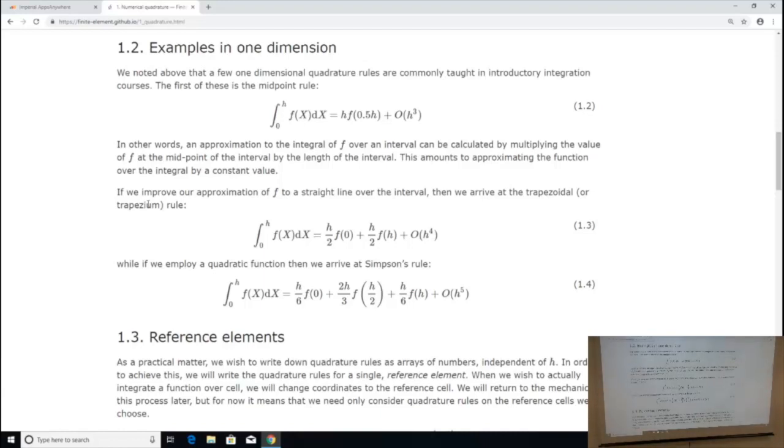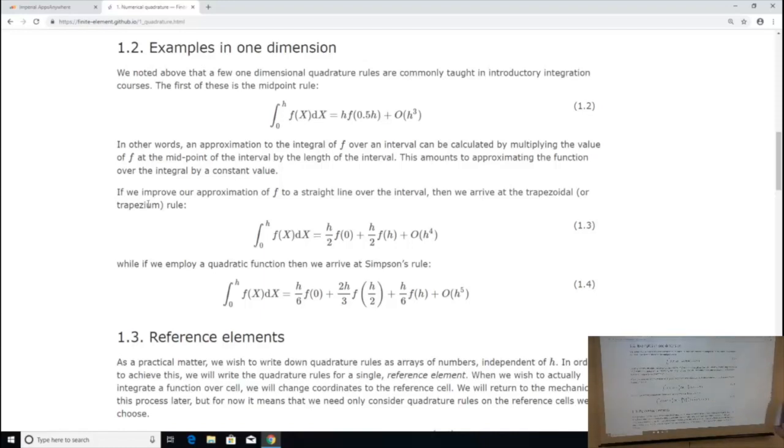And what's the area under this? Well, that's just a trapezoid. So it's half the function here plus half the function here times the width. So that's h over 2 times the left end plus h over 2 times the right end. And if you work that one out, it's got an h to the 4 error term on it. And you can keep going up.